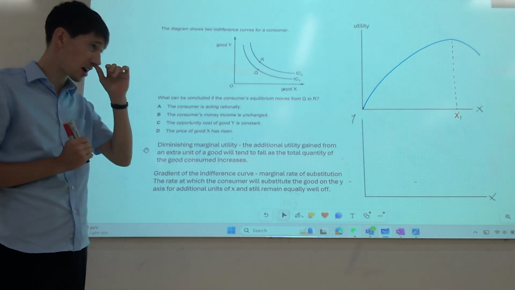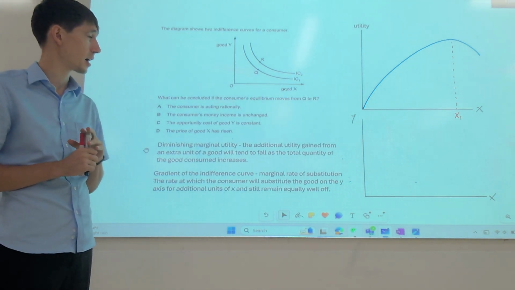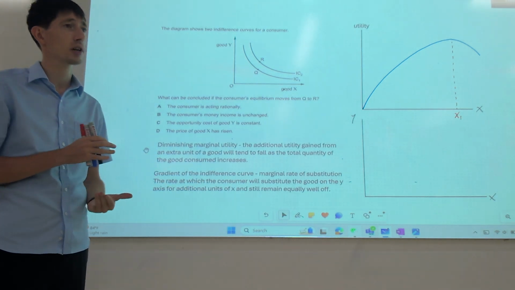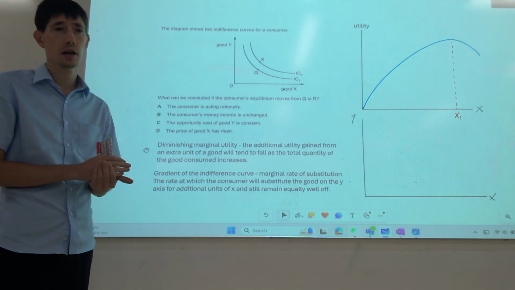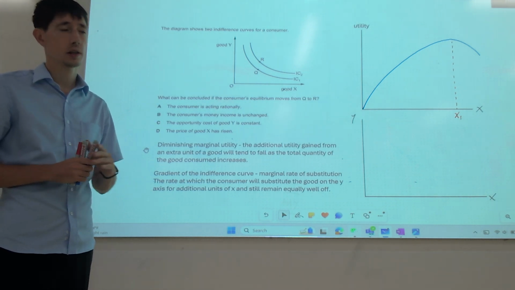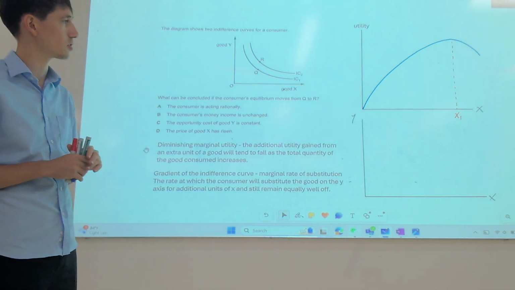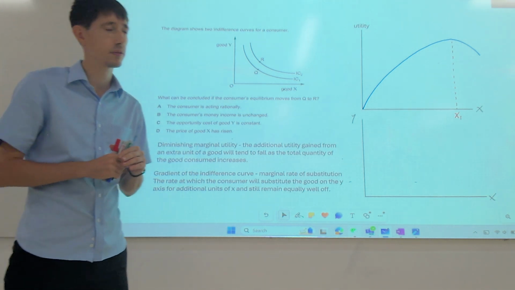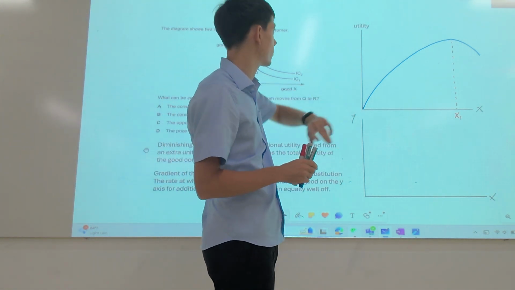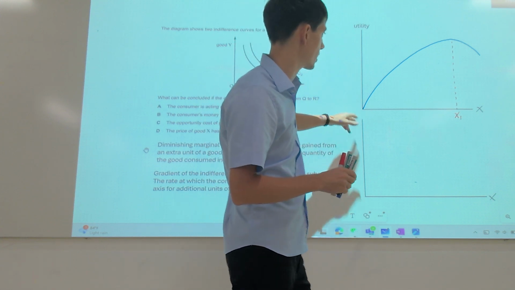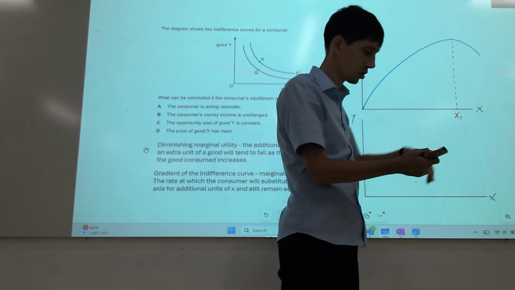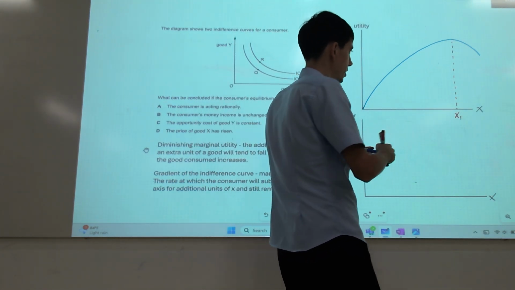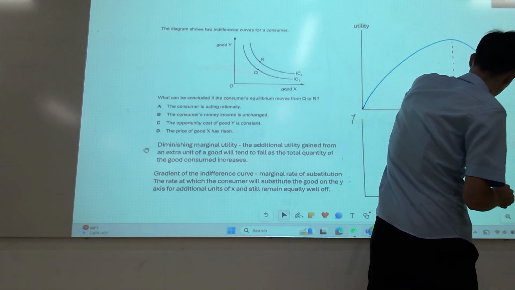It says that as you consume additional units of x, the gain in utility from each additional unit will tend to diminish as the total amount of x consumed rises. That sounds very complicated, but if you look at a graph, you can actually see it's very simple. So on the x-axis, we have the consumption of good x. Let's say x is going to be ice cream.